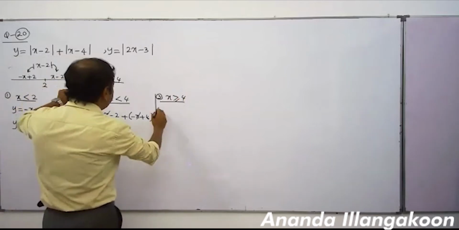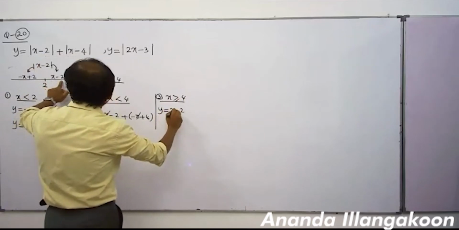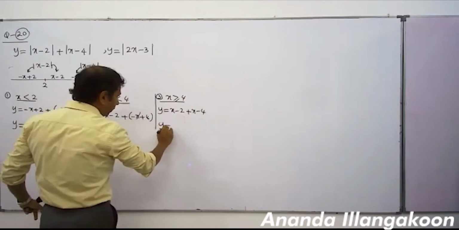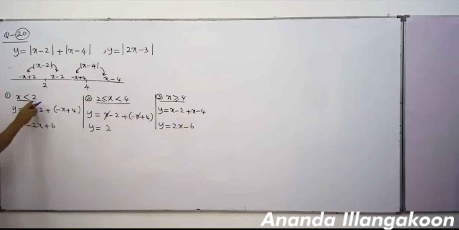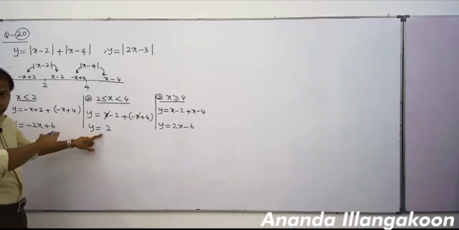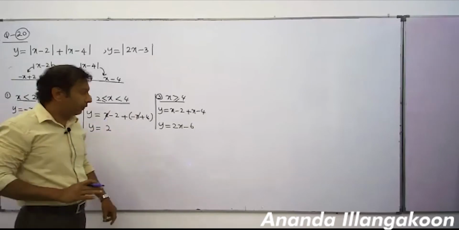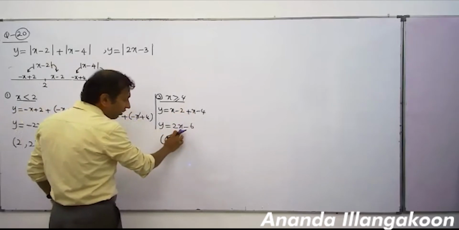There we get y equals x minus 2 and x minus 4. Y equals 2x minus 6. Here the x coordinate is 2, people. Put that 2 here. Minus 4 plus 6 is 2, so 2, 2. Here y equals 2 is a line parallel to the x-axis, cutting the y-axis at 2. Therefore, no need to find points. Here, put x equals 4. 2 into 4 is 8, minus 6 is 2.